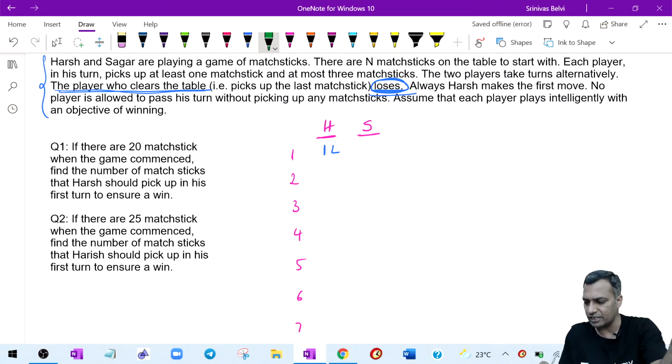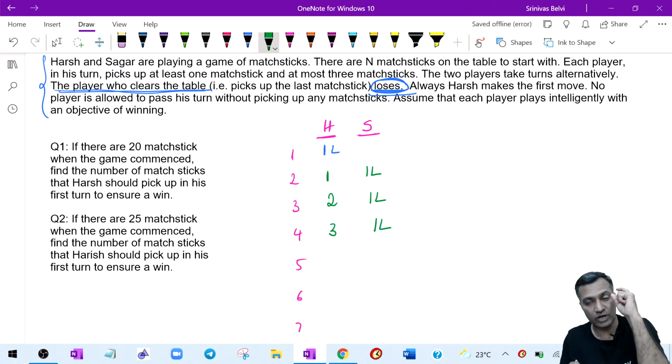Bad luck. Okay, what if it is two? Harsh picks one and he forces Sagar to lose. What if it is three? Harsh picks two. He forces Sagar to lose. What if it is four? Harsh picks three. Forces Sagar to lose. You understand that very well.